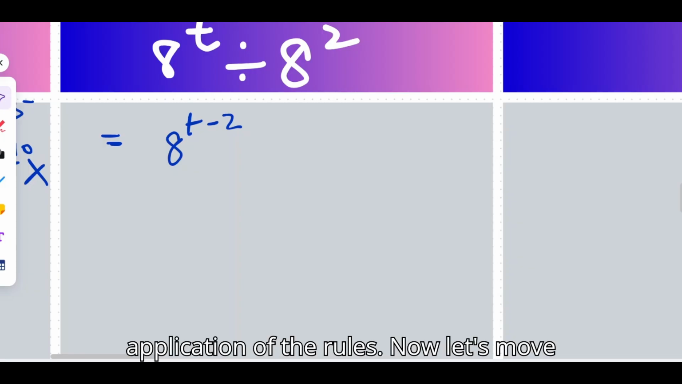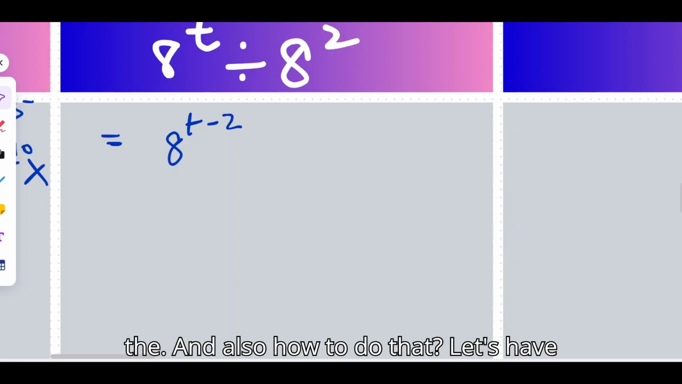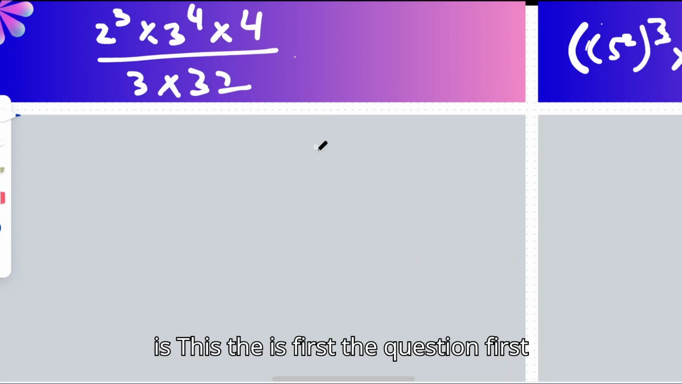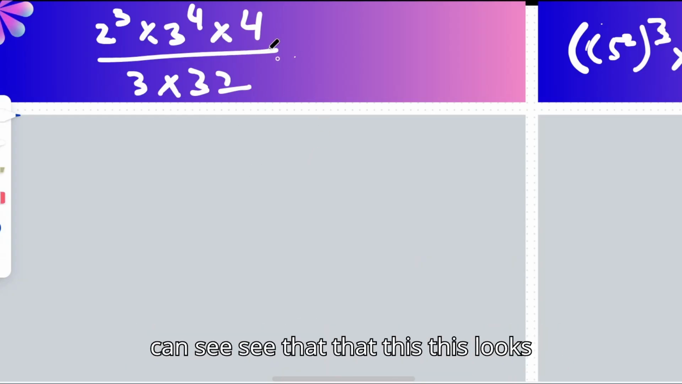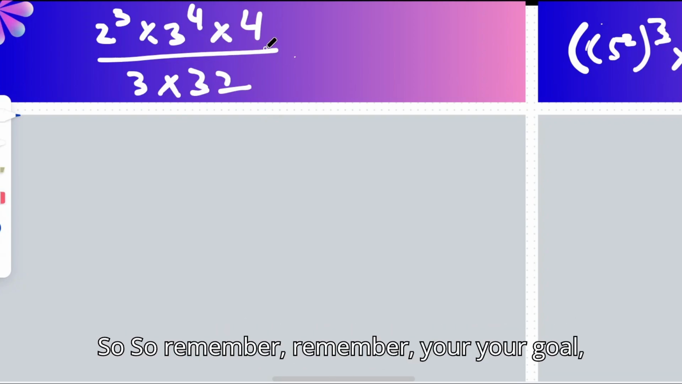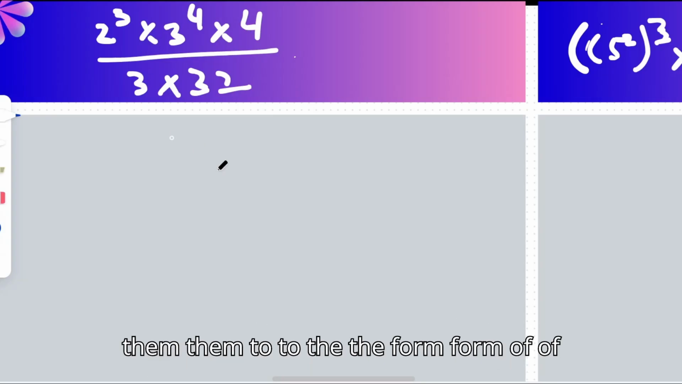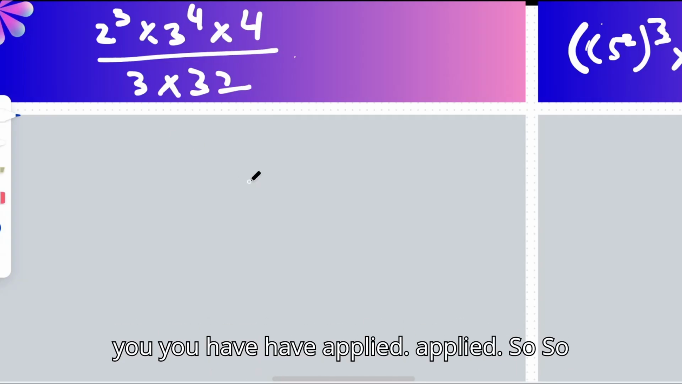Now let's move to the more complicated, complex questions related to the application of the rule. So how to do that? Let's have a look. This is the first question of 11.2, question number 2. So you can see that this looks very complicated. So remember your goal. Your goal should be to bring them to the form of the exponent rules that you have applied.